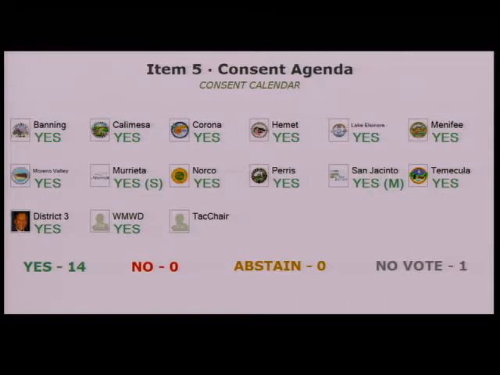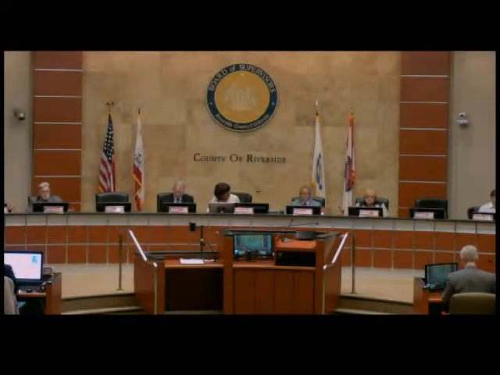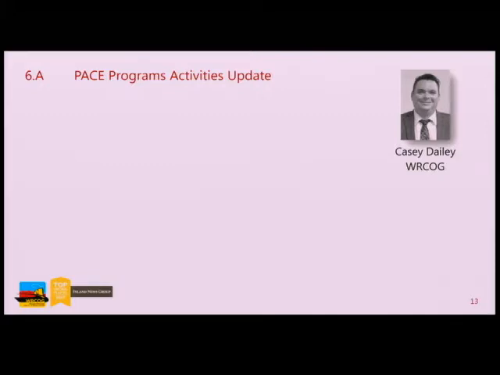Motion passed, 14 yes, 1 no. Next, we have our reports. And the first one is on our PACE program and activity update. Casey?